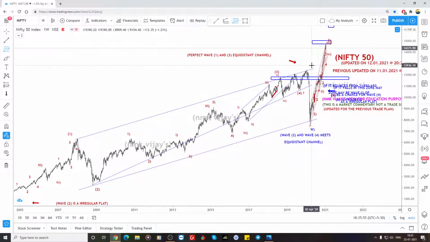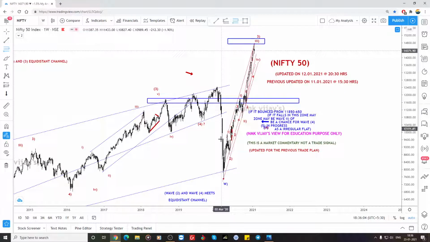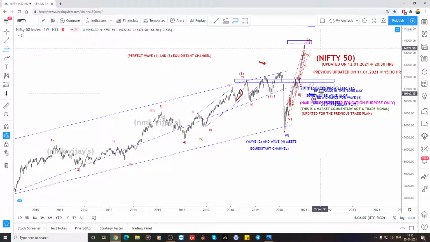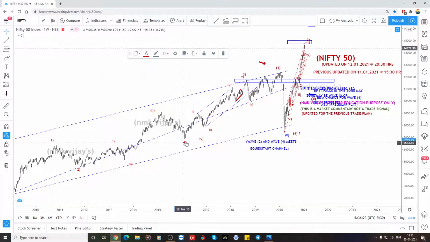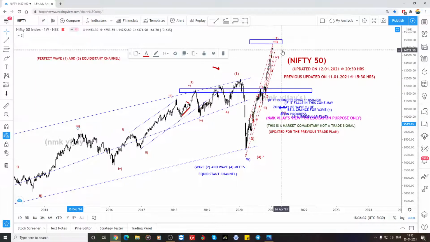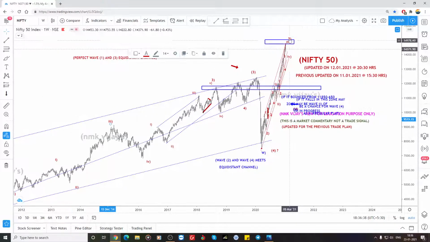So maybe like that. In that case, this is the bigger 2, where the one cycle is completed here as 2, but the 2 won't be like this; another three-wave structure has to happen. So it may be like that, or it could be as per my previous analysis like this. It could be anything. This 4 may be here, this 4 may be here, but what I'm trying to say is, if the 5 is completed here, we may get a huge rejection in this zone.